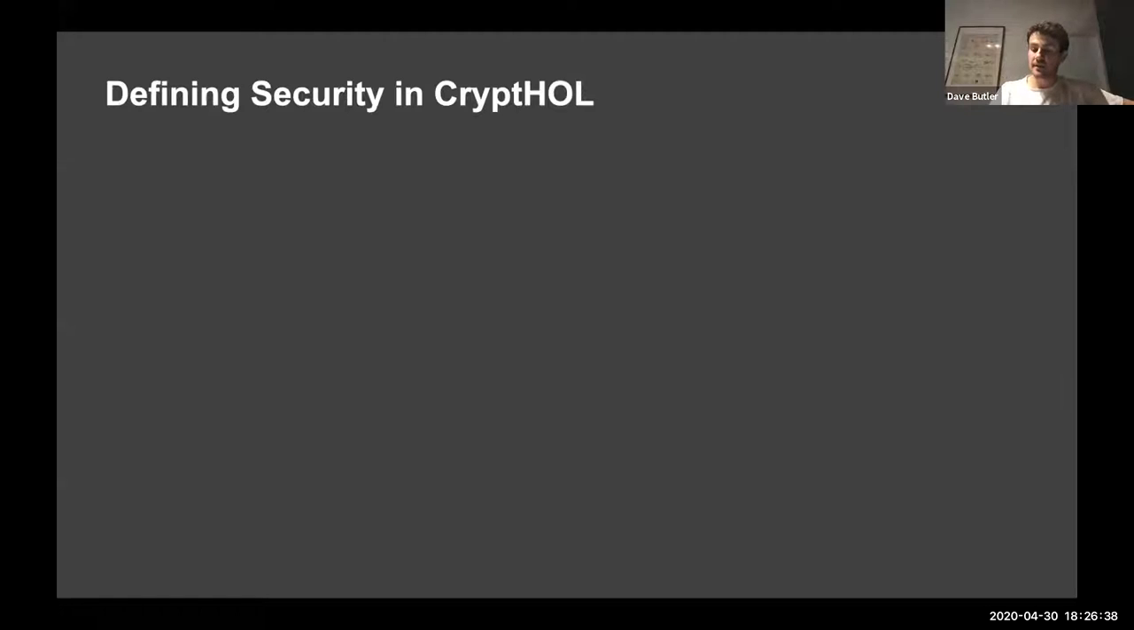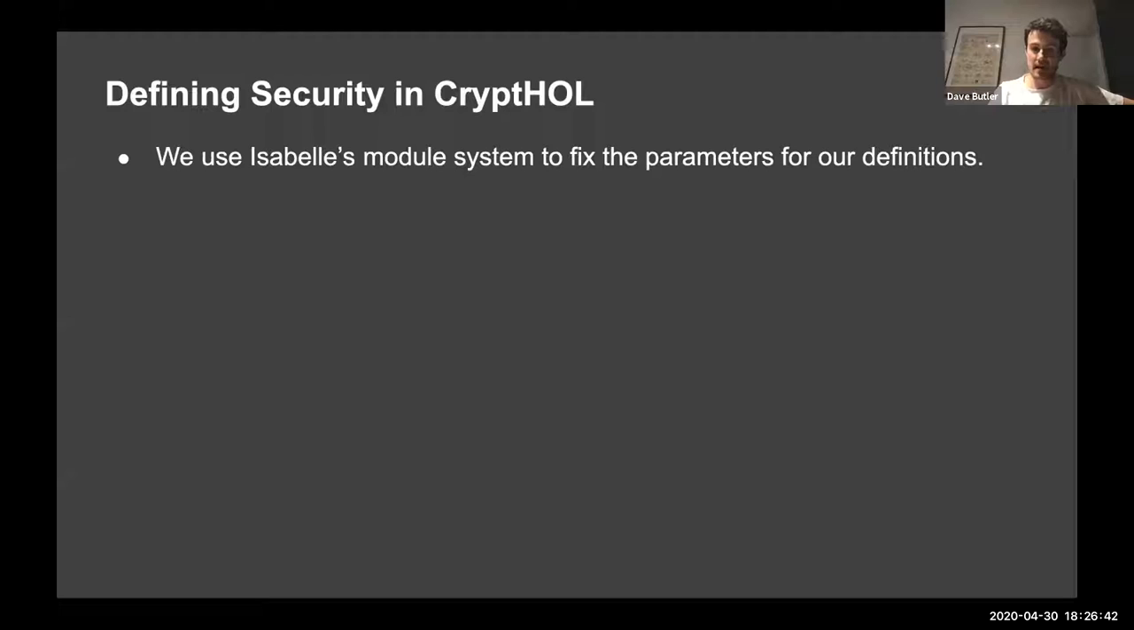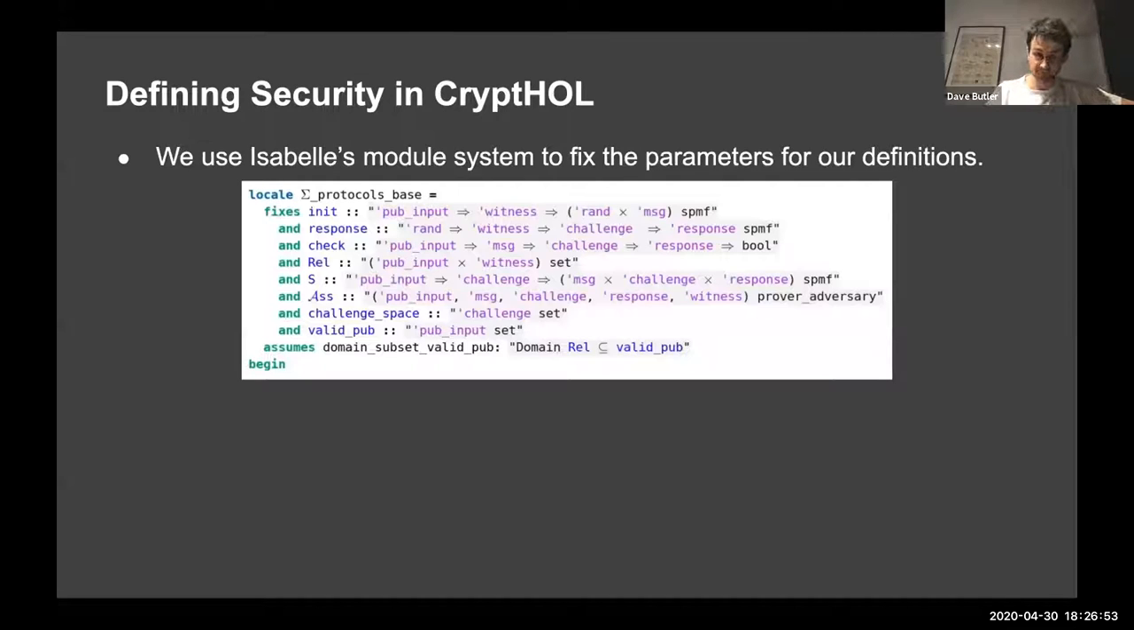So we want to use this probabilistic language to start defining security. And to define security, we first want to do this at a very abstract level. We want to do this not considering exactly what protocols we're looking at. We just want to fix some parameters to make these security definitions. And Isabelle has this lovely expressive module system, actually called locales in Isabelle, where we can do this. So all we're doing here is setting up our module in which we will make our formal definitions that we can then use later on.